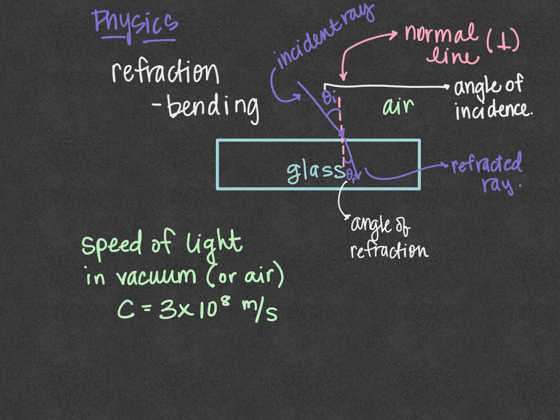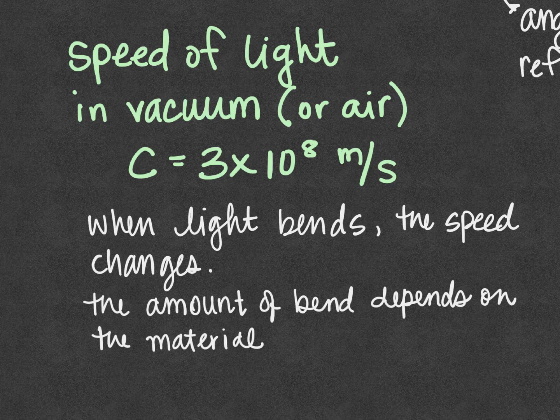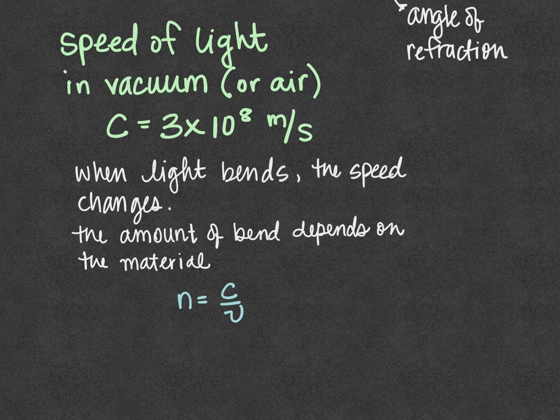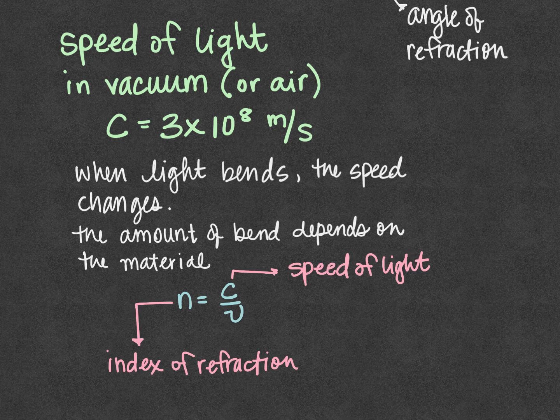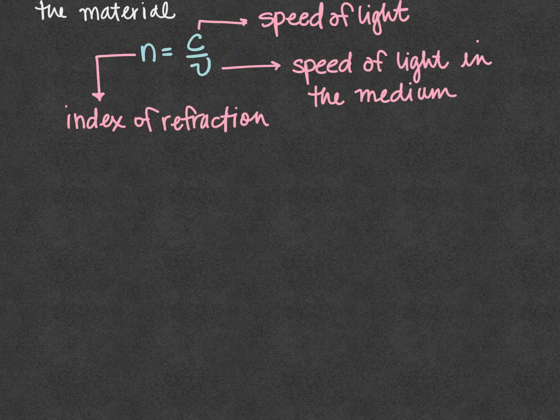Now, the speed of light in a vacuum or air is about 3 times 10 to the 8 meters per second. But when light bends, the speed changes. The amount of bend depends on the material. N equals C over V is the ratio, where N is the index of refraction, C is the speed of light in a vacuum, and V is the speed of light in the medium. We can use this relationship to determine the behavior of the light as it passes through a medium.